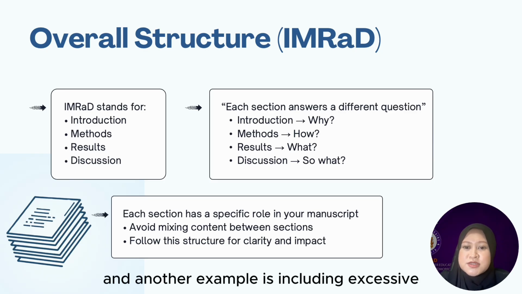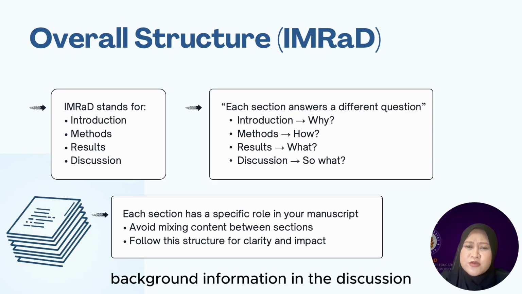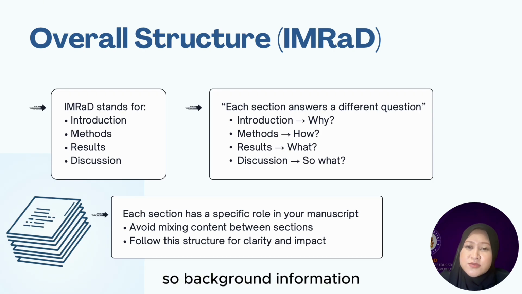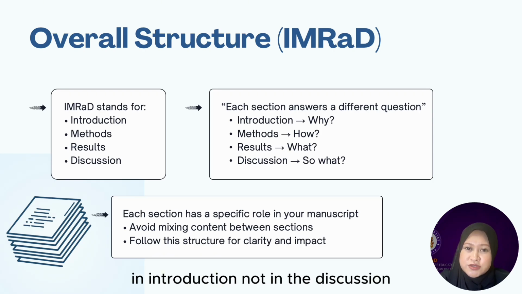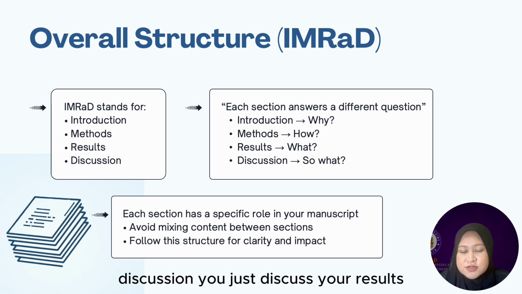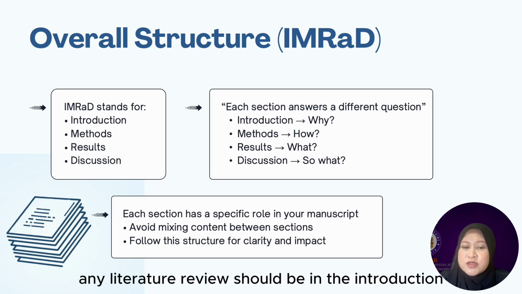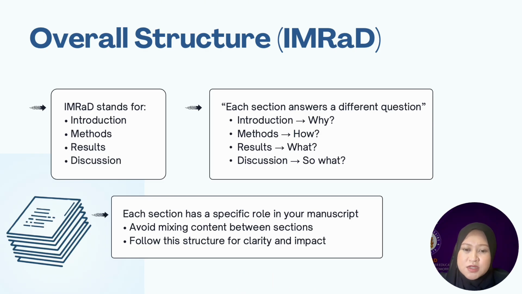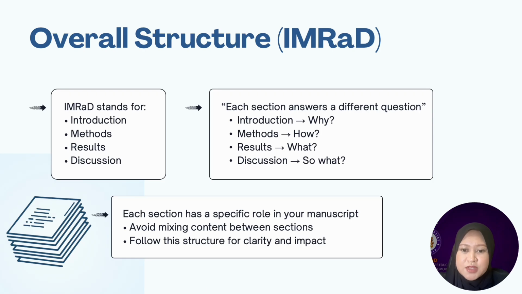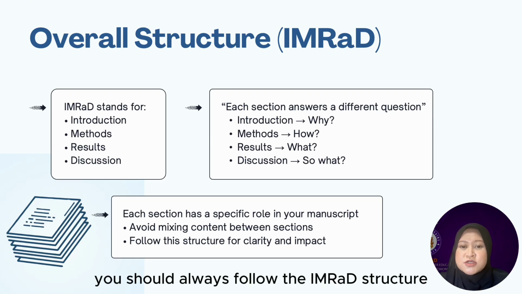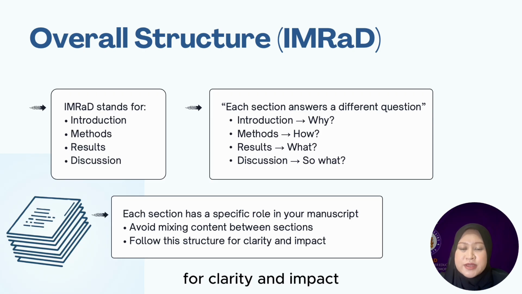Another example is including excessive background information in the discussion. Background information or literature review should be in the introduction, not in the discussion. In the discussion, you just discuss your results. Any literature review should be in the introduction. So you should not mix content between sections. And importantly, you should always follow the IMRD structure for clarity and impact.